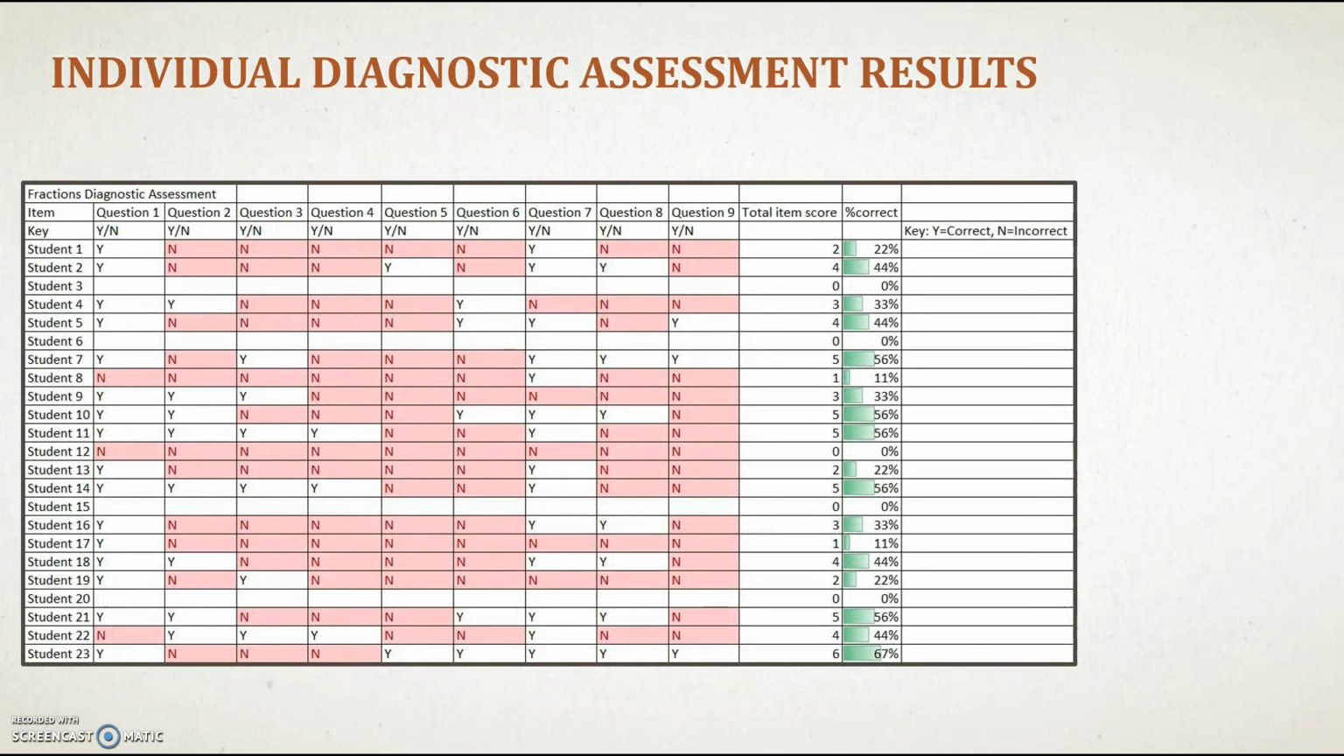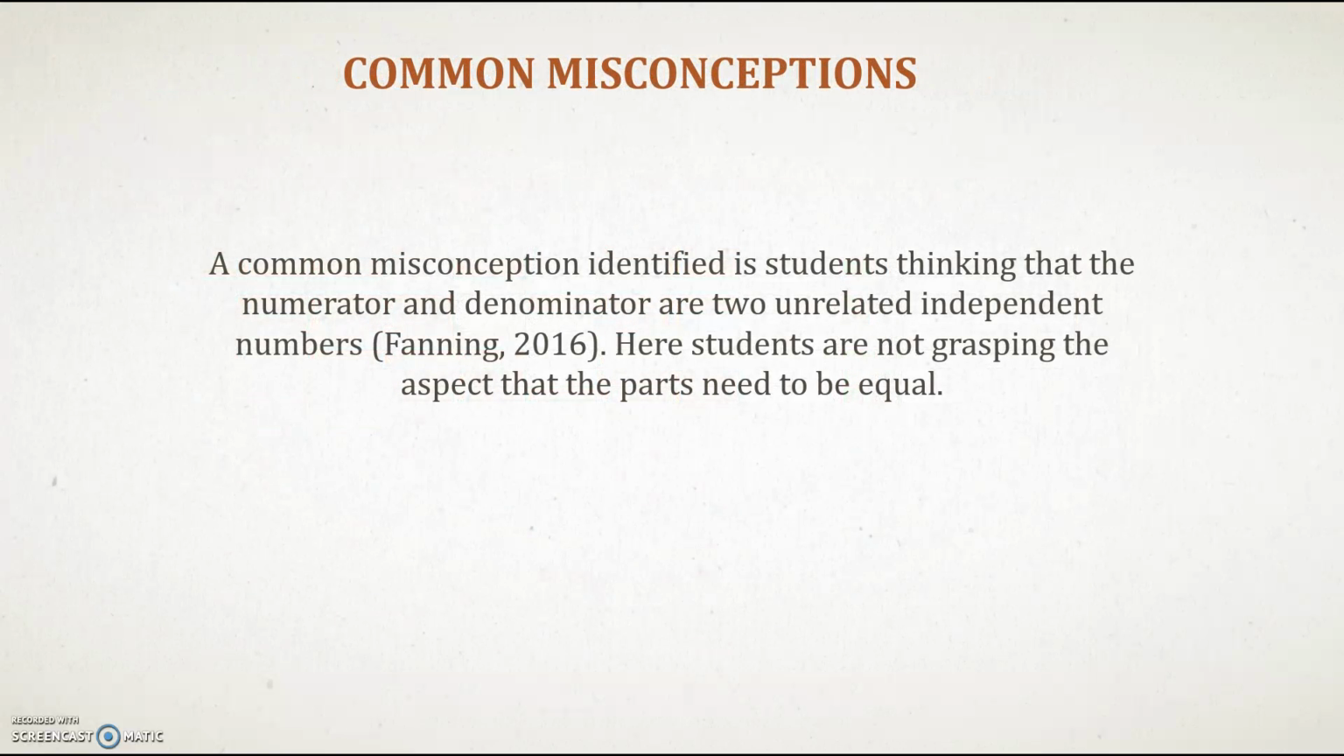Here is the individual diagnostic assessment results. There's a total item score column and a percentage correct column for each student. A common misconception identified is students thinking that the numerator and denominator are 2 unrelated independent numbers. Here, students are not grasping the aspect that the parts need to be equal.